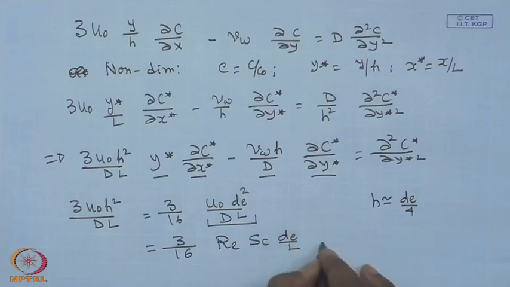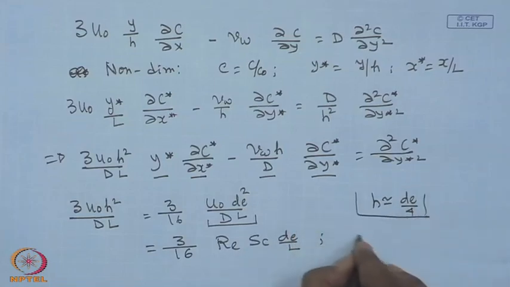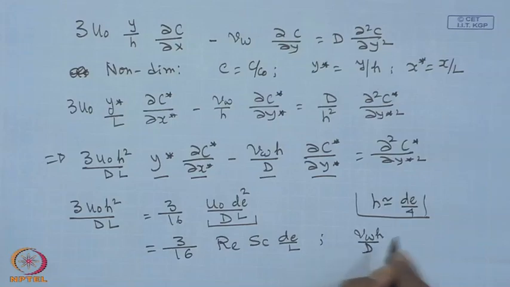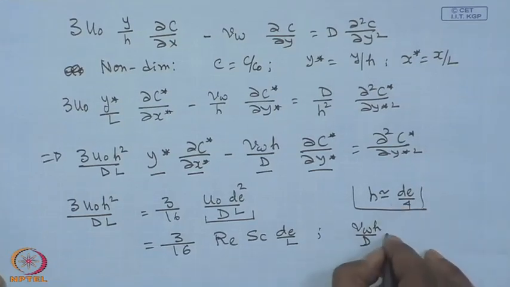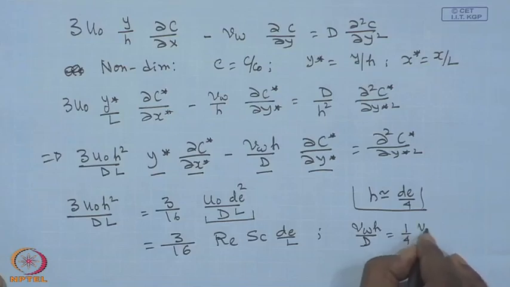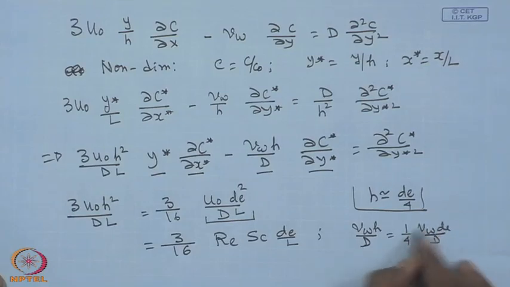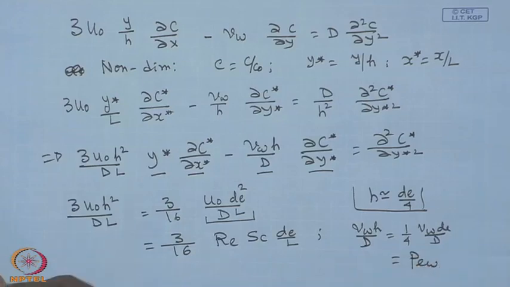And if you look into V_w h by D, it is nothing but 1/4 V_w d_e by D, and this will be the non-dimensional wall velocity. We call it the non-dimensional Peclet number, so we call it Pe_w, the Peclet at the wall. This will be a constant, while V_w h by D will be a function of x, because as you go down the length of the channel, the permeation velocity decreases. So this will typically be a function of x.